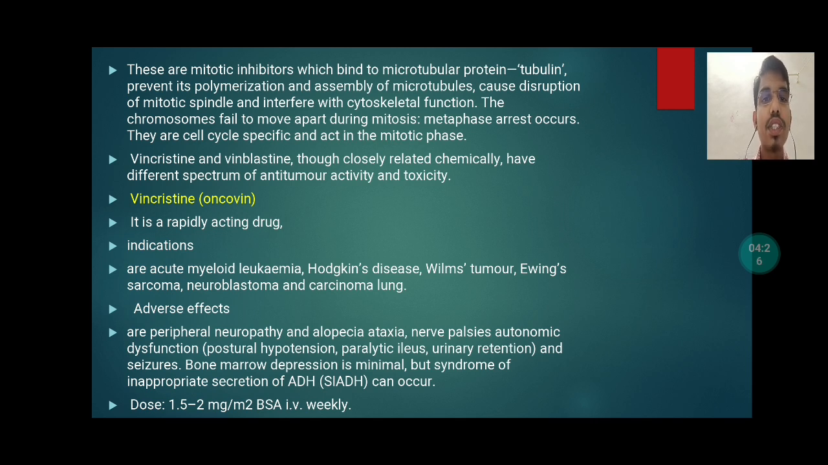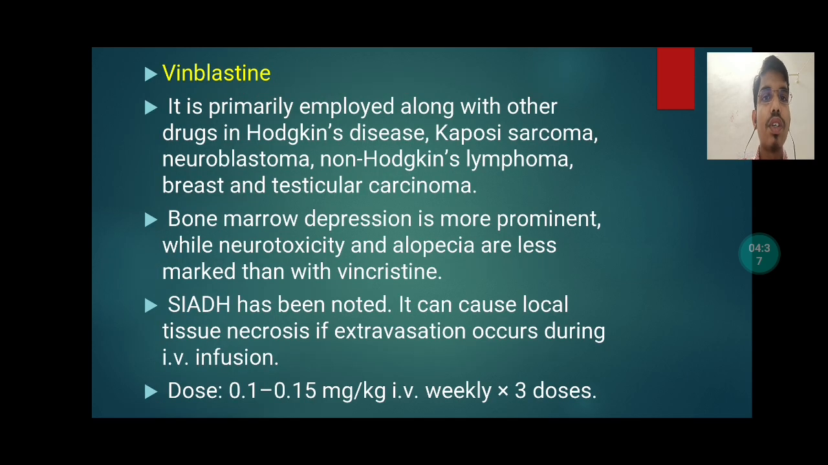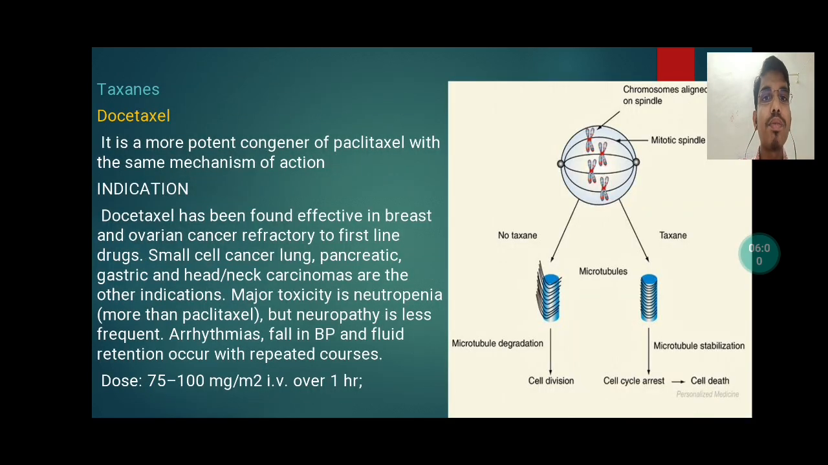Okay, the dose of vincristine: the dose of vincristine is 1.2 to 2 mg per meter square of body surface area, given IV and weekly. The next drug is vinblastine.